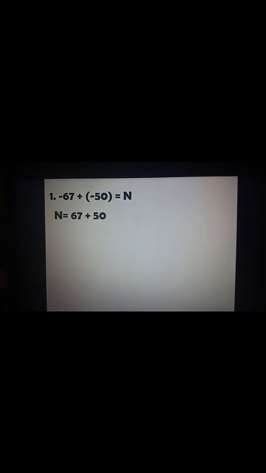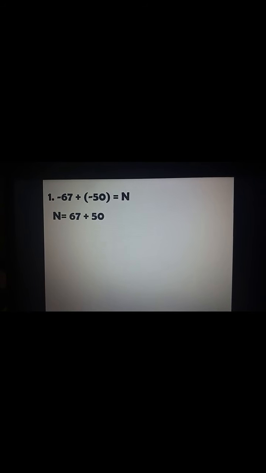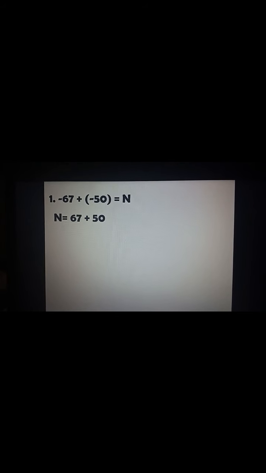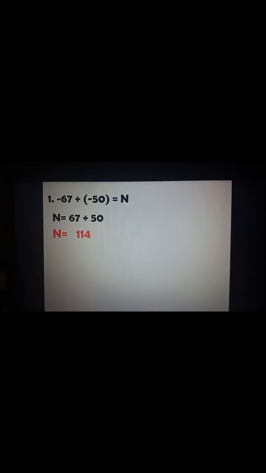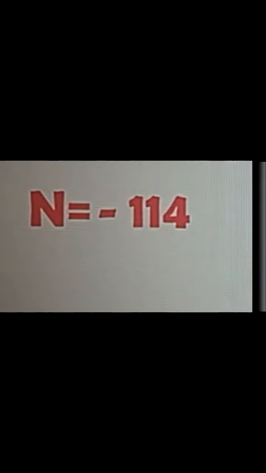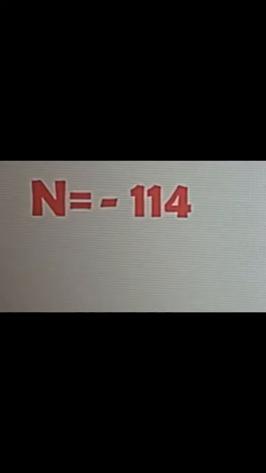Now let us answer problem number 1. Negative 67 plus negative 50 is equal to n. As we can see, this is adding integers and they have the same sign. First, we find the absolute value of negative 67 and negative 50. The absolute value is 67 and 50. Copy the addition sign. To find the sum, just add the two numbers, 67 plus 50. The answer is 117. And attach the negative sign. The final answer is negative 117.